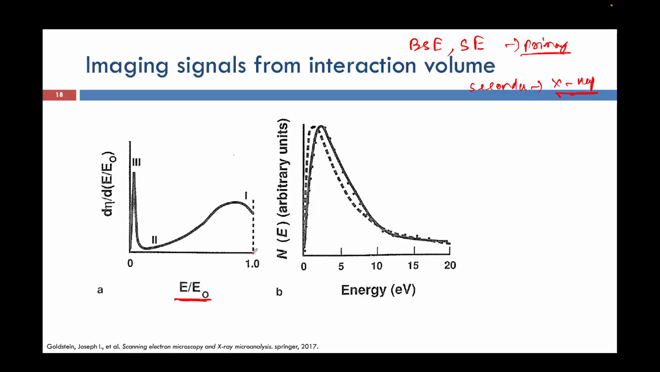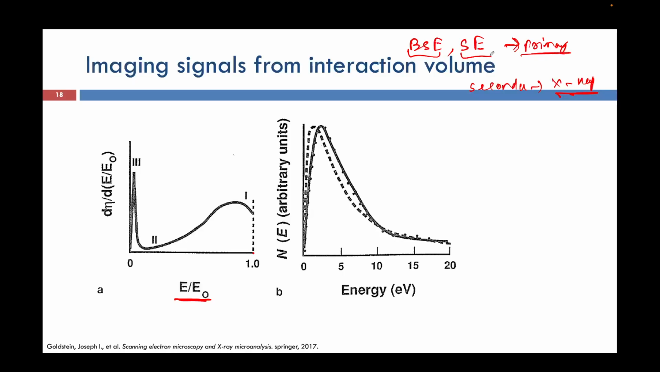So I will be focusing my study on two types of signals. One is BSE, another one is SE. Backscattered electrons are the electrons which are deflected many times, or scattered many times, by the atoms or by the nucleus in the sample, and then they start to come out.